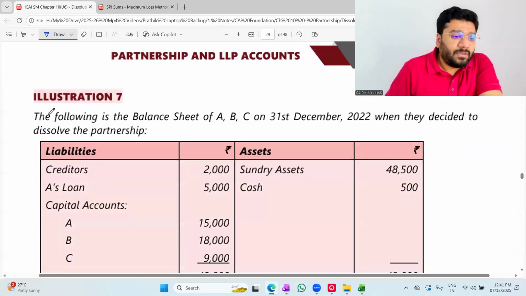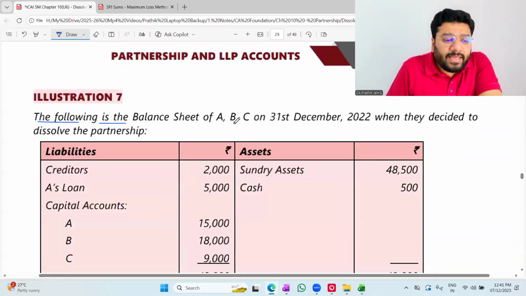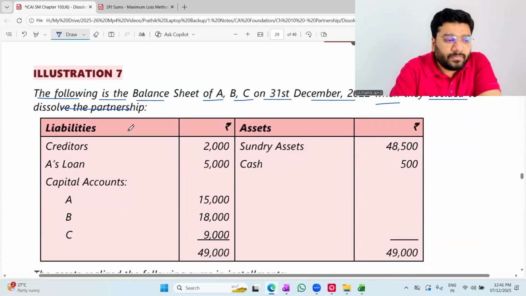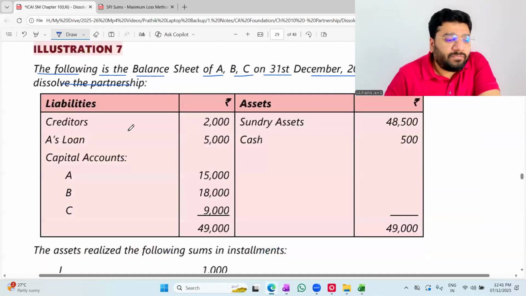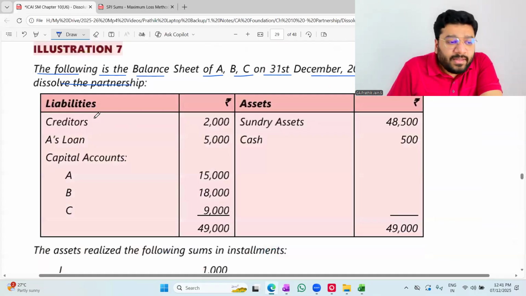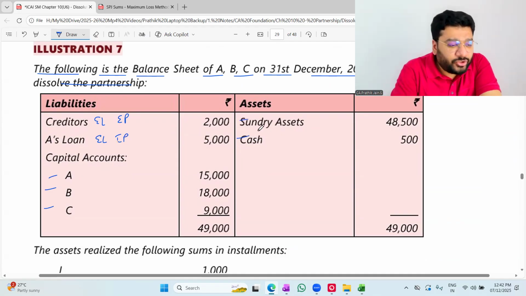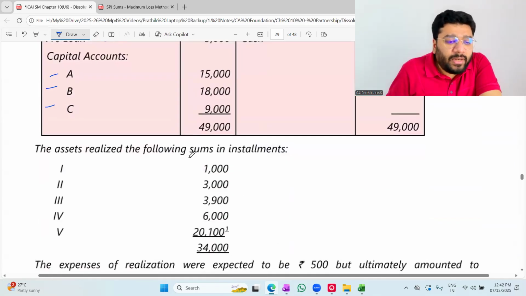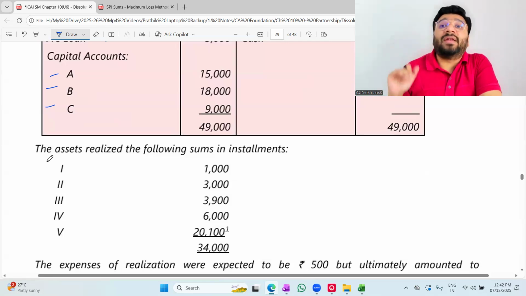Illustration 7. The following is the balance sheet of ABC on 31st December 22 when they decided to dissolve the partnership. Creditors 2000, Ace loan 5000. Creditors means external liability, external person. Ace loan, external liability, internal person. Then we have partners' capital, sundry assets and cash. The assets realize the following sums in installments. So here the money is coming in installments. The dates they have not mentioned, which means all the 5 installments are coming on different dates.